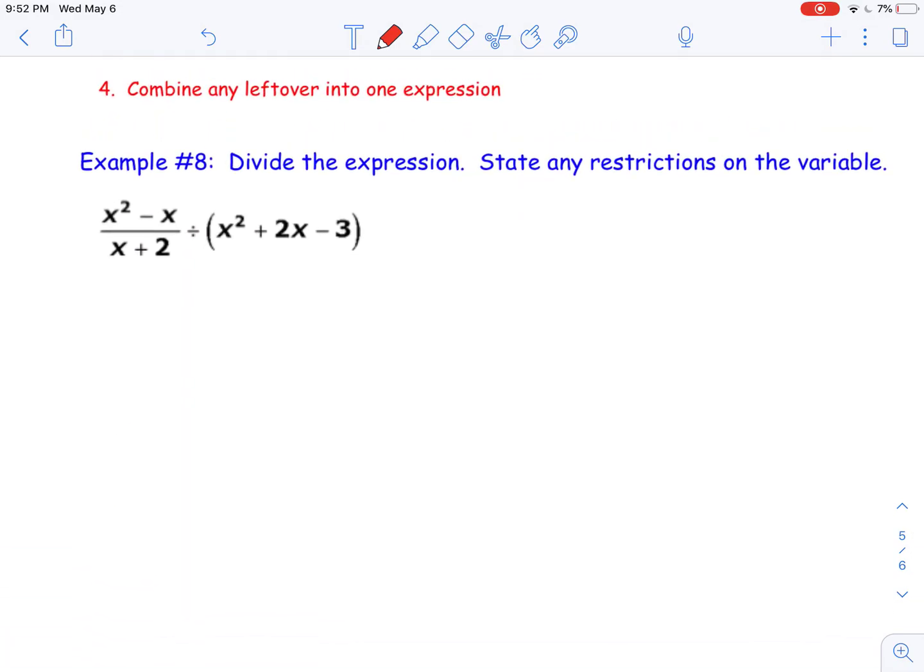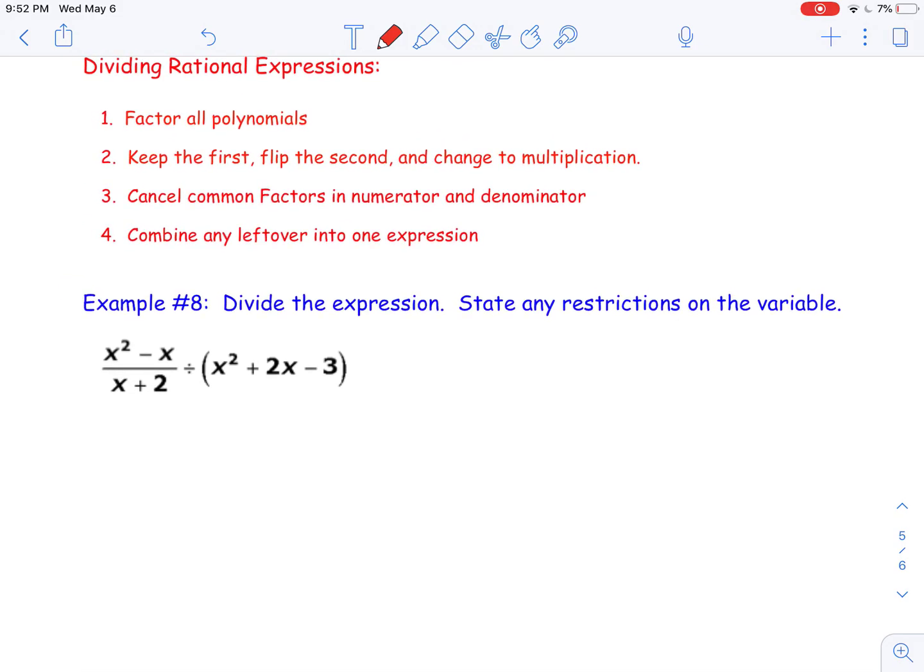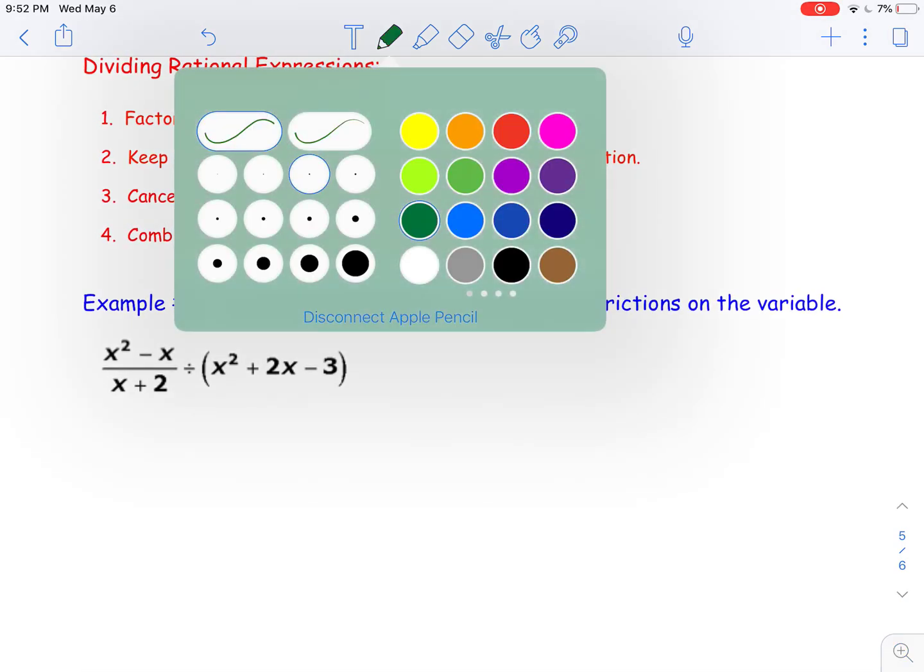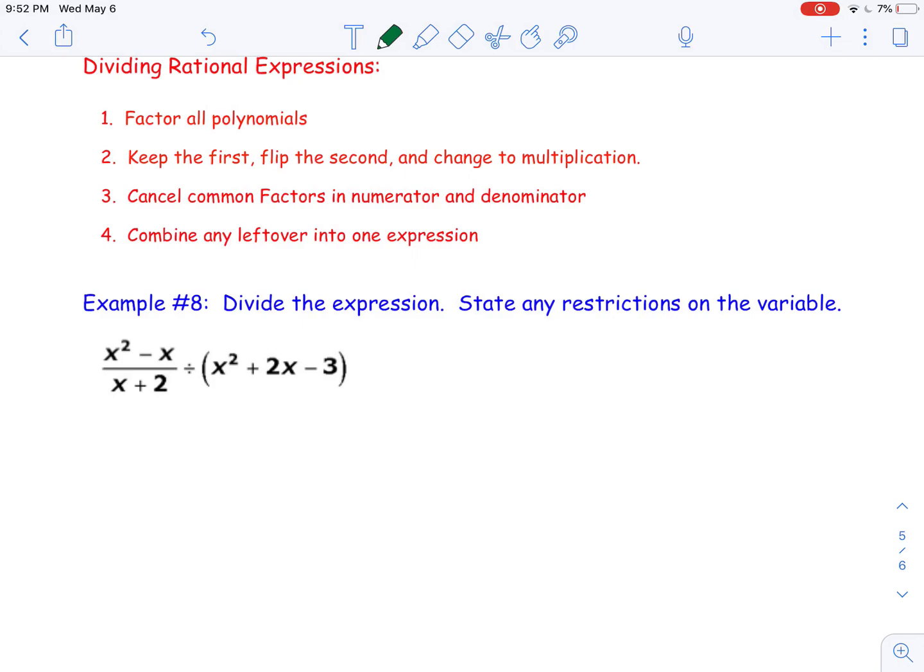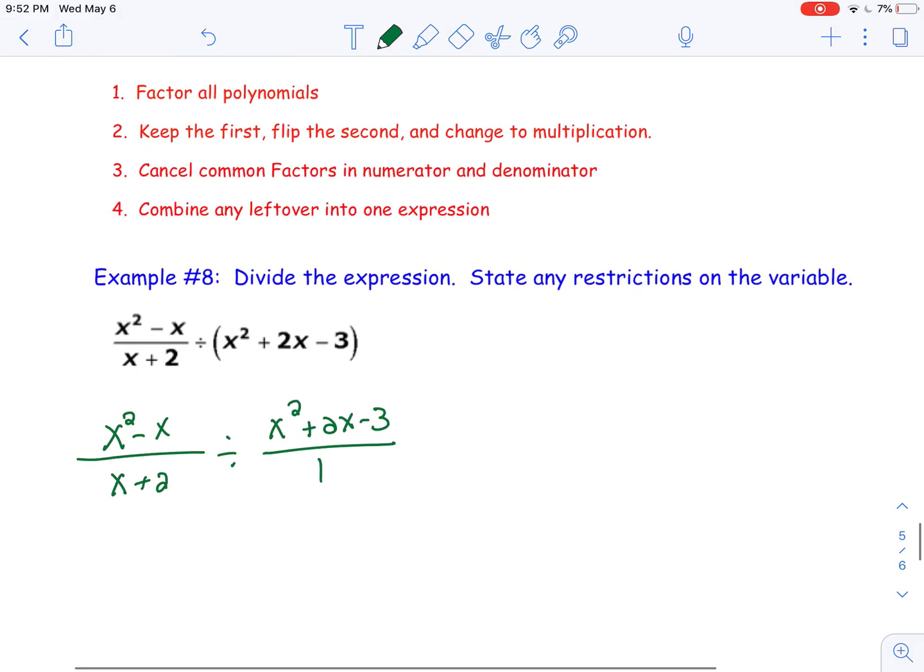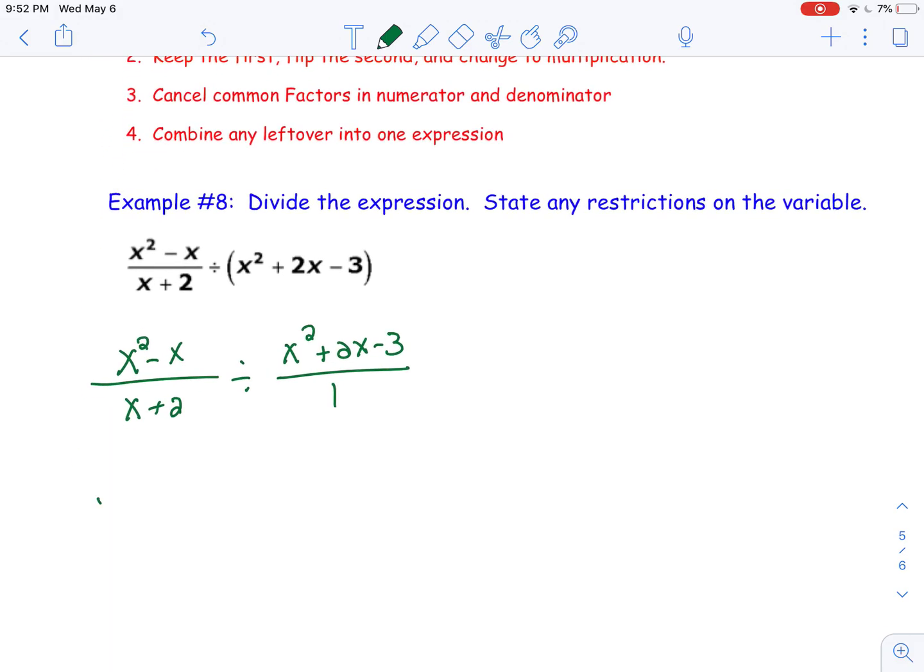Last problem. First thing we want to do is factor. I'm going to first rewrite this. This looks a little weird because I'm dividing by x squared plus 2x minus 3, so it doesn't really look like a fraction, so I'm going to write it over 1 to help it look more familiar. Now I'm really multiplying by the reciprocal. I'm going to go ahead and factor. I can factor out an x on the top, so I get x minus 1. X plus 2 stays the same.